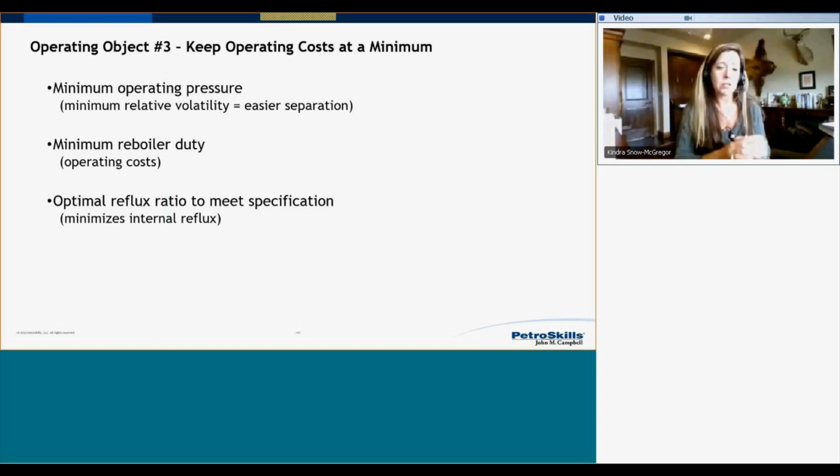So the third operating objective is to keep your operating costs at a minimum. And the way I can manage that is I need to have a minimum operating pressure. All right, minimum operating pressure means minimum relative volatility, i.e. easier separation of those components in the column. That translates into minimum reboiler duty. And so it's easier separation, so I don't need as much reboiler duty. In addition, I need a lower temperature at the bottom of that column because my pressure was reduced. And so that will minimize my operating costs. And then I want to optimize my reflux ratio to meet just that specification. And so this essentially minimizes the internal reflux that's happening inside that column.